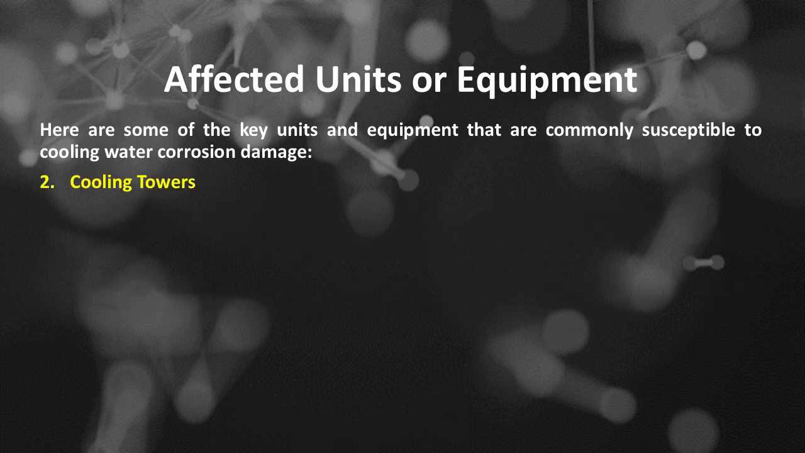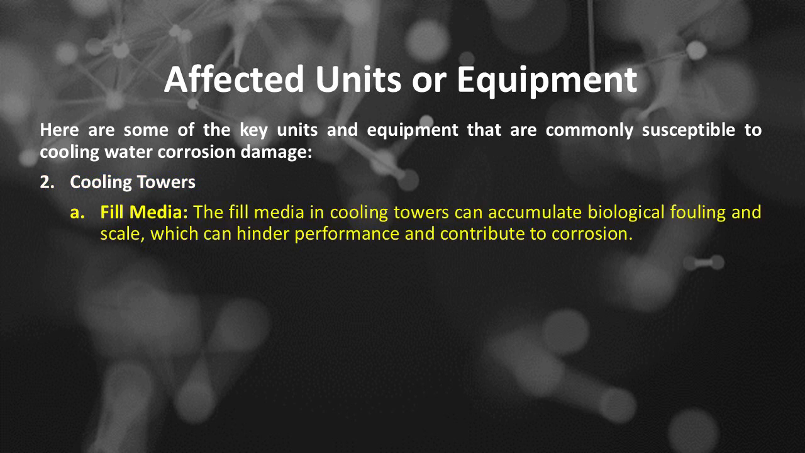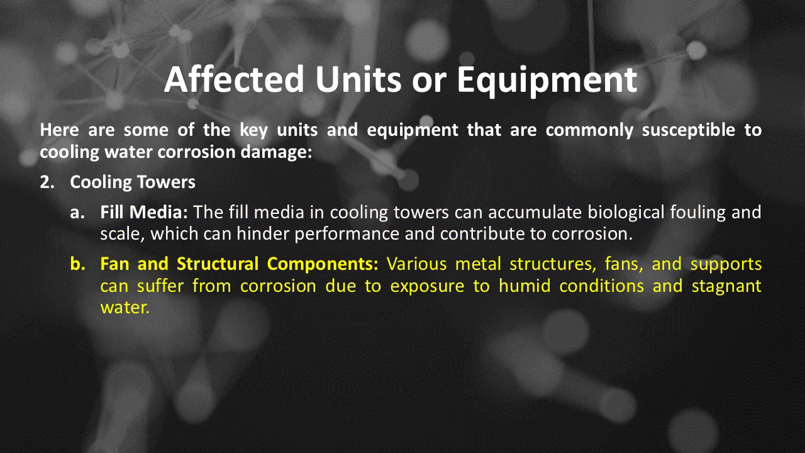Number 2 of the equipment that are commonly susceptible to cooling water corrosion damage is cooling towers. Number A of cooling towers is fill media. The fill media in cooling towers can accumulate biological fouling and scale, which can hinder performance and contribute to corrosion. Number B of cooling towers is fan and structural components. Various metal structures, fans, and supports can suffer from corrosion due to exposure to humid conditions and stagnant water.